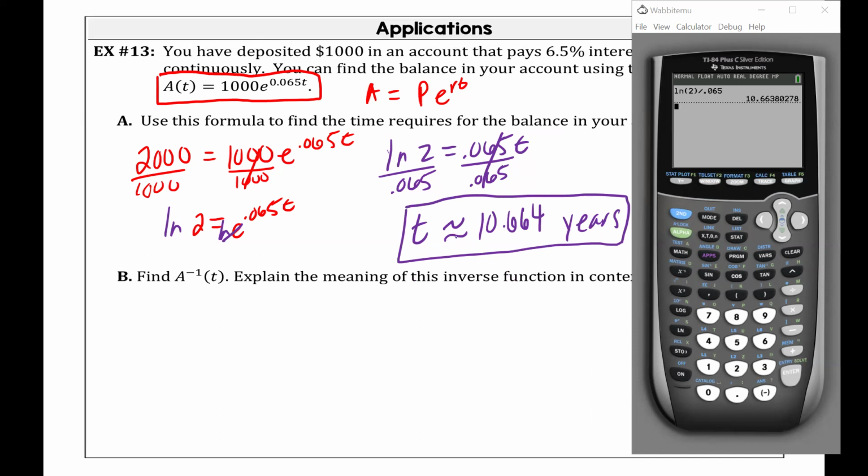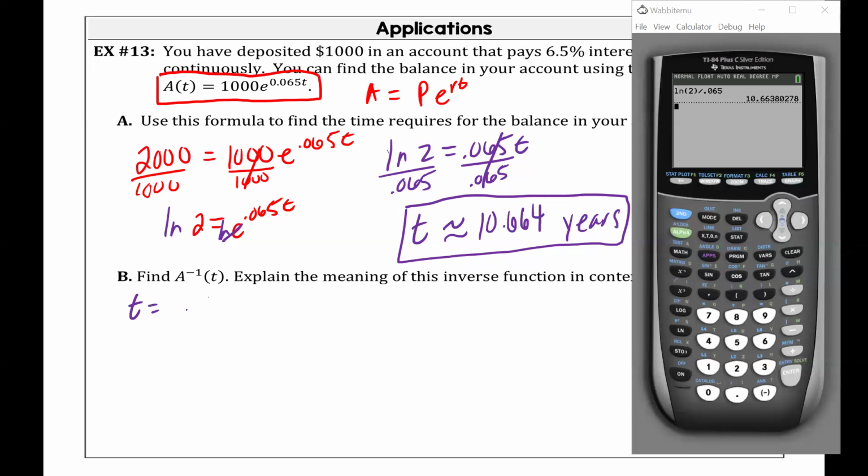Okay. All right, so it says find A inverse of t. This -1 means I'm looking for the inverse. When you're looking for the inverse, that means instead of it being in terms of time, it's going to be in terms of your amount. To find that, all we're going to do is switch our A and t, and then solve for A. Do you remember doing that? Find the inverse. You're switching your input with your output. So it's going to look like this.